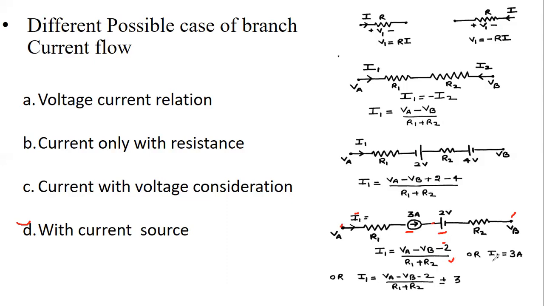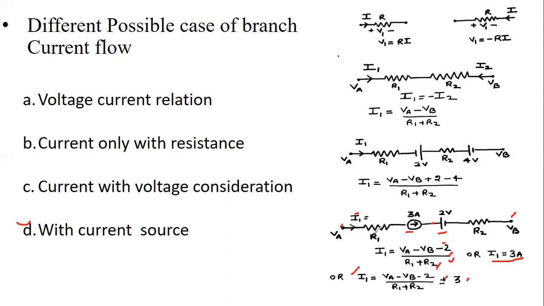First, the I1 current is equal to 3 ampere, because the 3 ampere source is given. Or the I1 current is the combination of I1 = (VA - VB - 2)/(R1 + R2) + 3. This is the possible case. So what is the current?